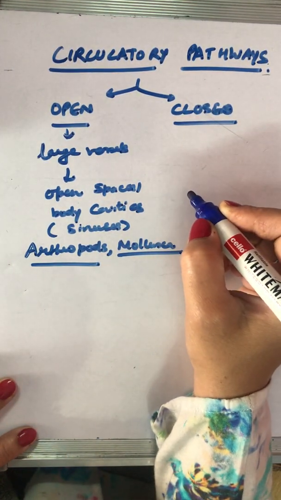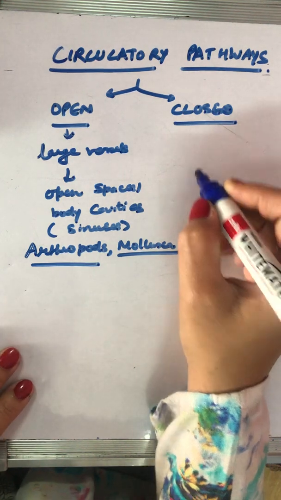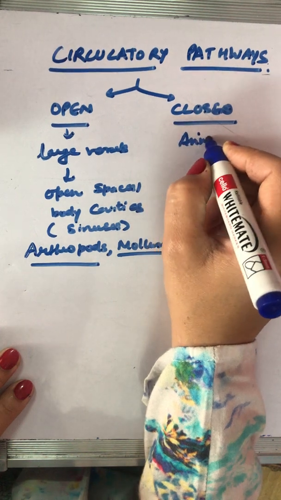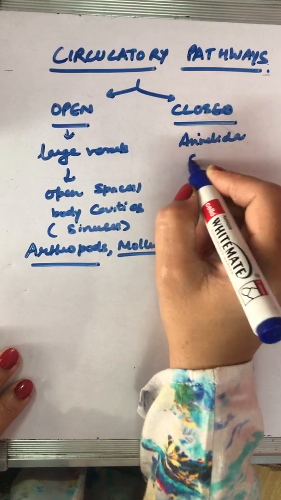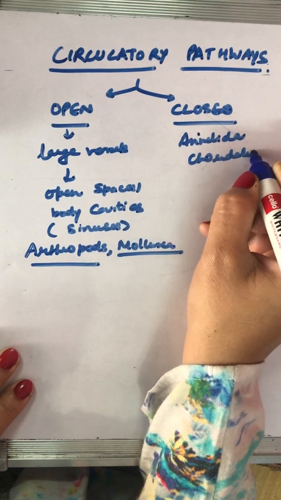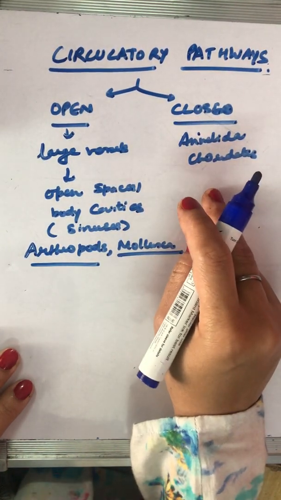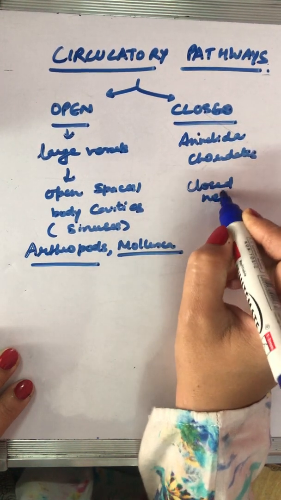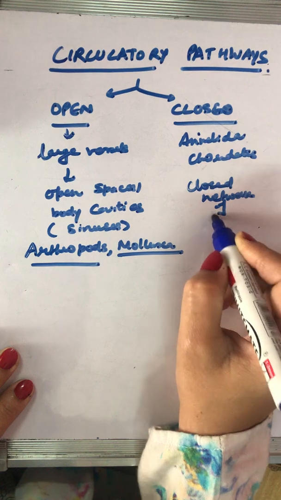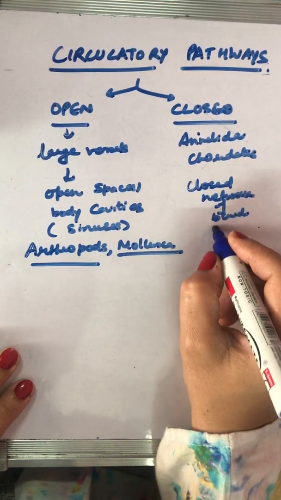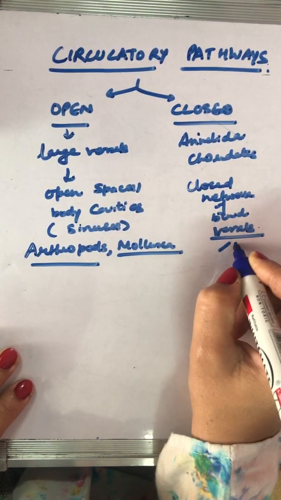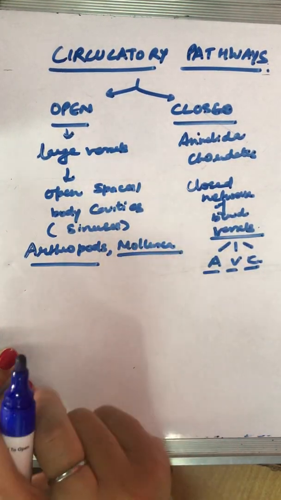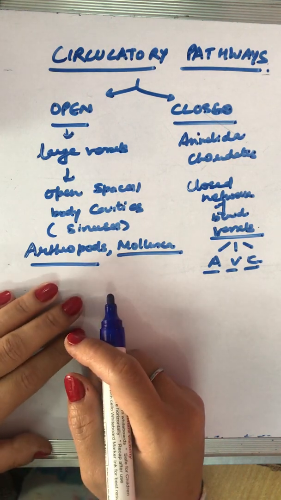When we talk about the closed circulatory system, it is present in annelids and chordates. Annelida and chordata. Now, here the blood pumped is always through a closed network of blood vessels. Remember, we talk about arteries, veins, capillaries, right? These are the closed network of transport of blood.